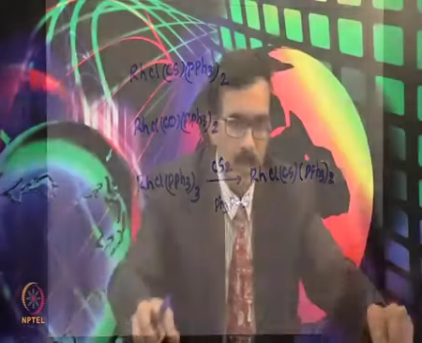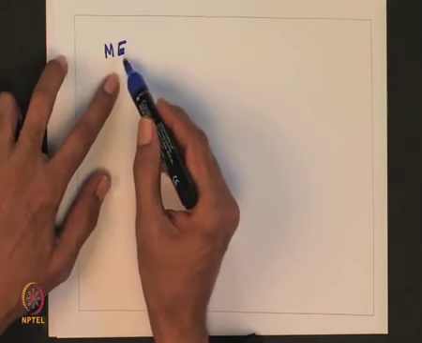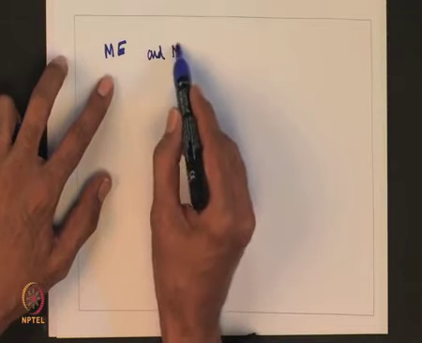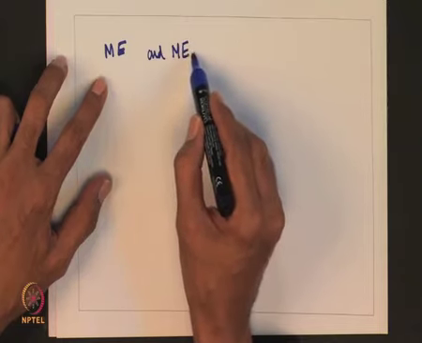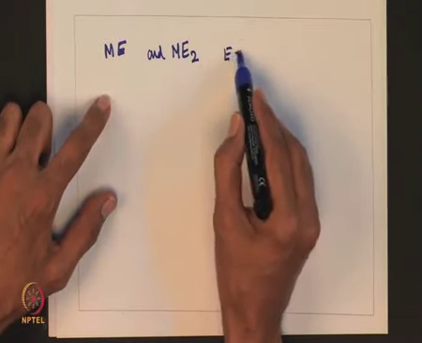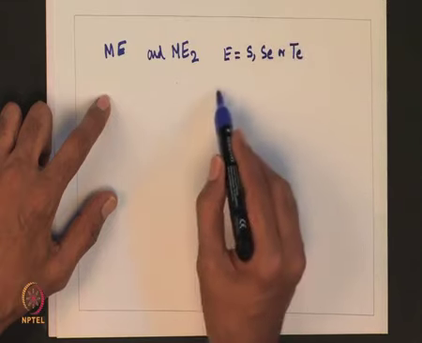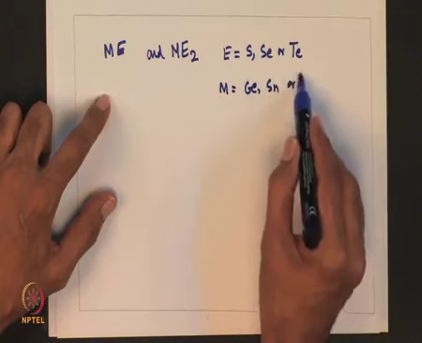The compounds in case of other heavier elements, for example, ME, where M is a group 14 element and E is a group 16 chalcogen. Since we are discussing the chemistry of oxides of group 14 elements, these kinds of compounds are also known, where E is sulfur, selenium or tellurium, and M is germanium, tin or lead.